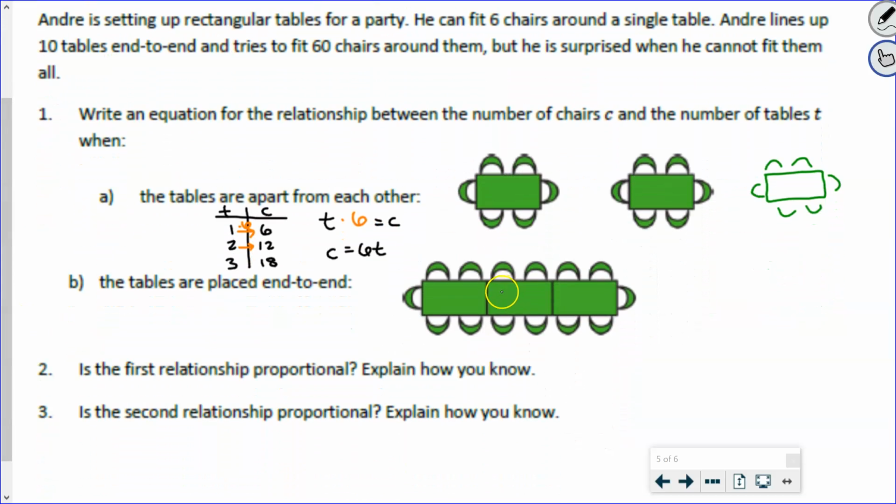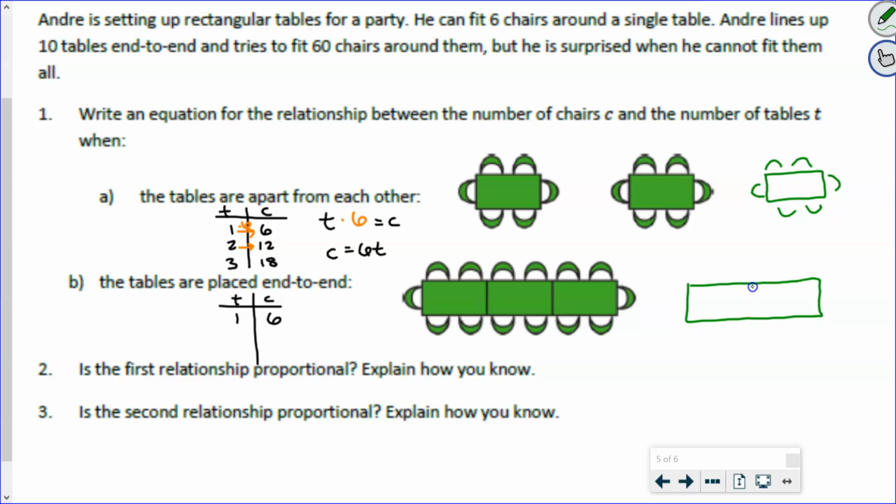This next one is a little bit harder, so I'm going to draw a few more pictures. If we use just one table, but set it up in this formation, well, one table is still going to look the same no matter what. So we would still start our table of values in the same way. With the table and chairs, one table would still be 6 chairs. But let's draw, because it skips to the third one, let's draw 2 tables.